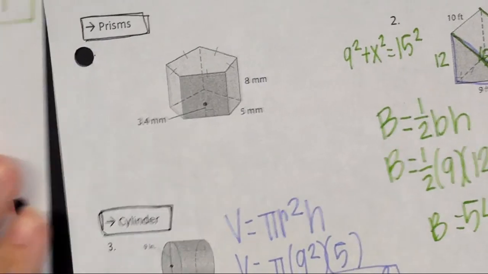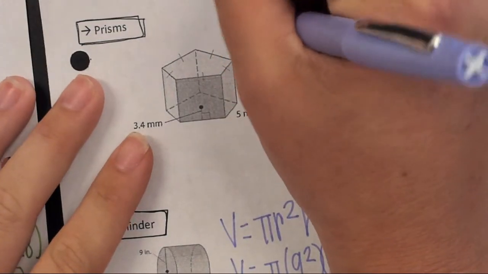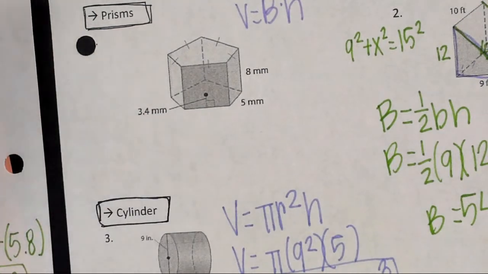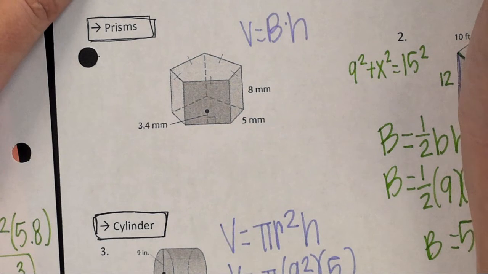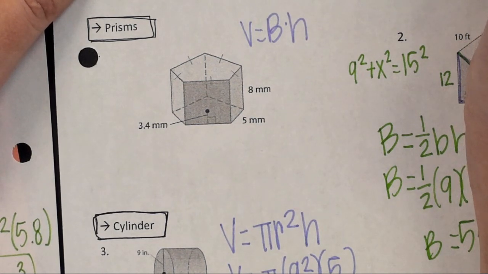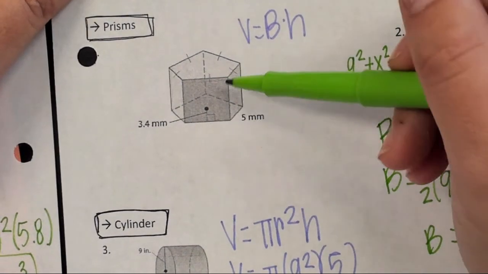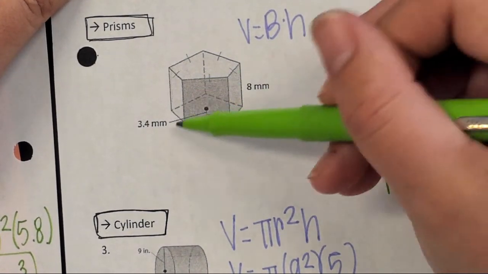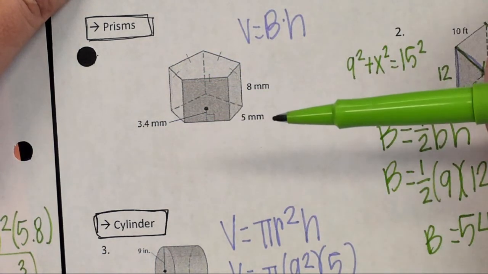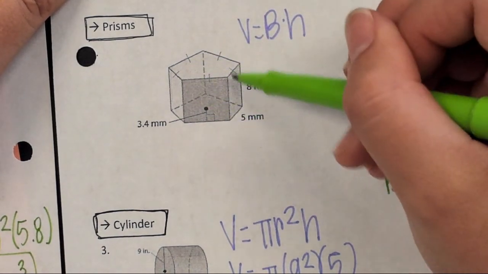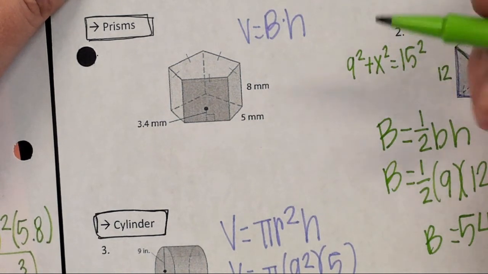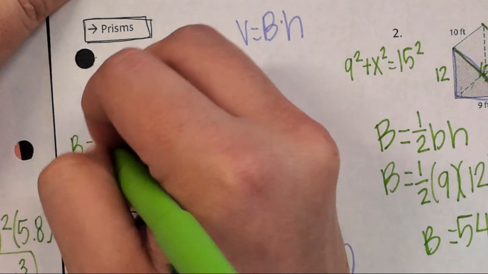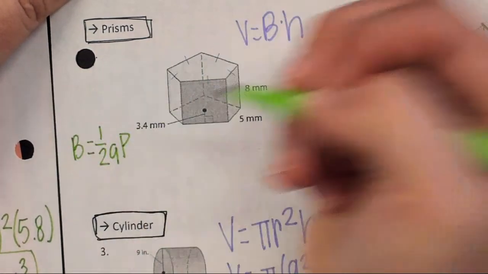Okay, this is another prism for number 1. So volume is equal to big B times H. Which one of these is the base? The top or the side? The top and the bottom are your bases. How do I know? Well, the side has 4 and 4 and 4 and 4 and 4. The only shape I see twice is this pentagon on the top and the bottom. So we have to find the area of a pentagon, which is 1/2 times your apothem times your perimeter.